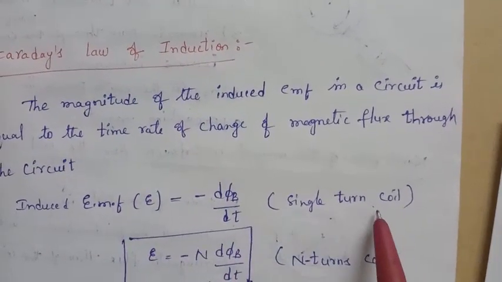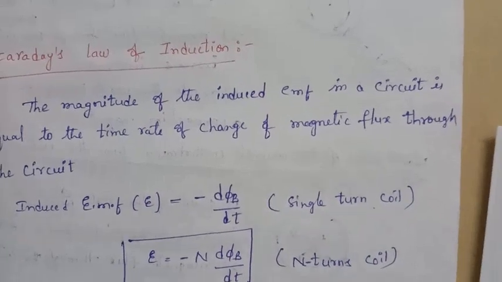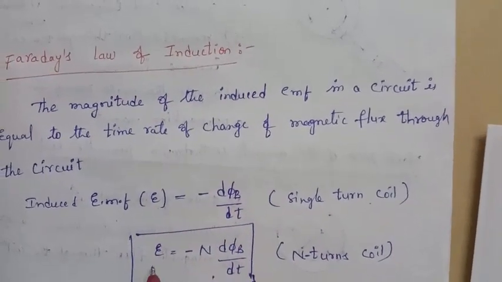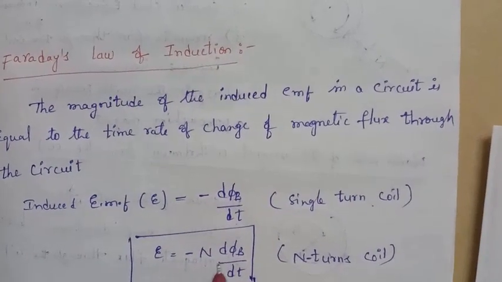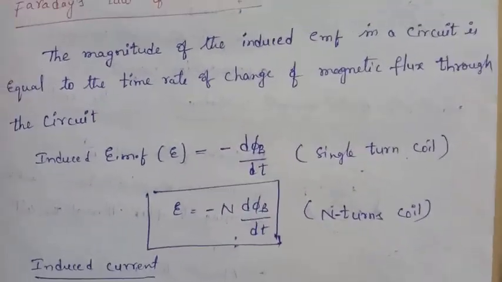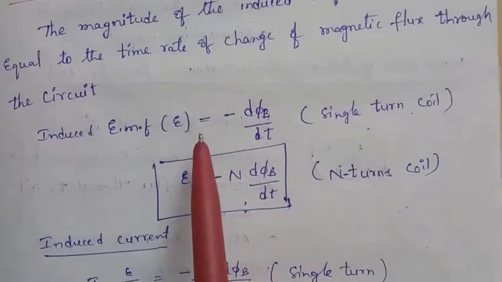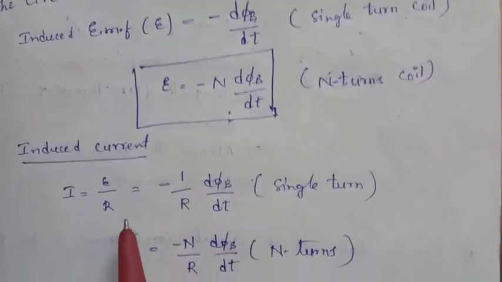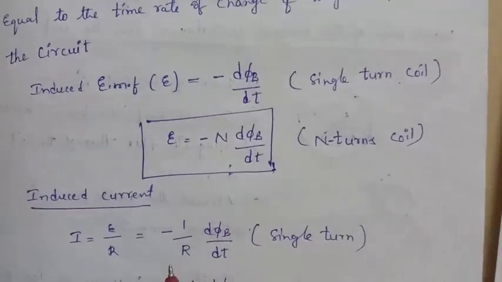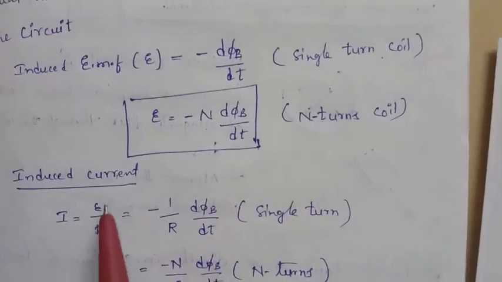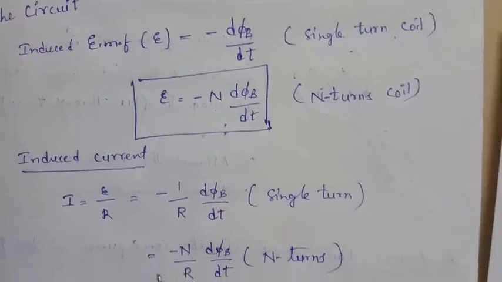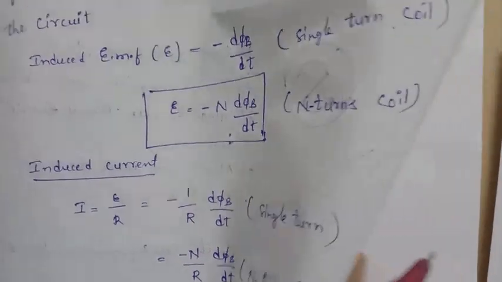This is for a single turn of coil. If the coil has n number of turns, then the induced EMF is equal to minus n d phi B by dt. Similarly, the induced current is equal to E by R, so you divide by R. So I equals E by R, which is minus 1 by R d phi B by dt, and in the case of n turns, minus n by R d phi B by dt.